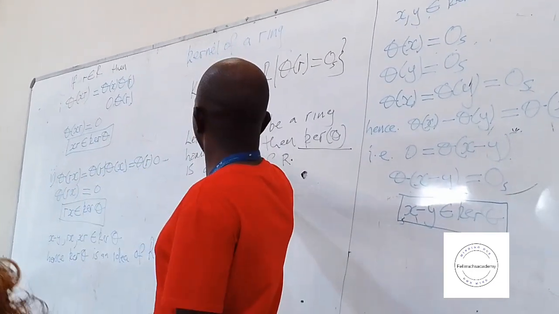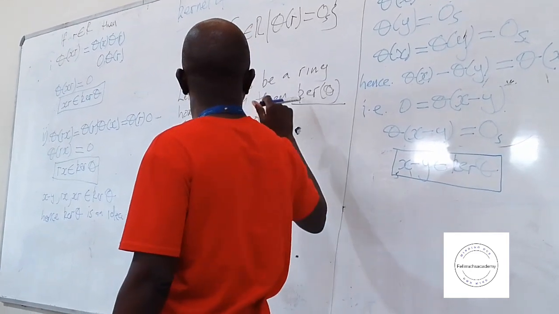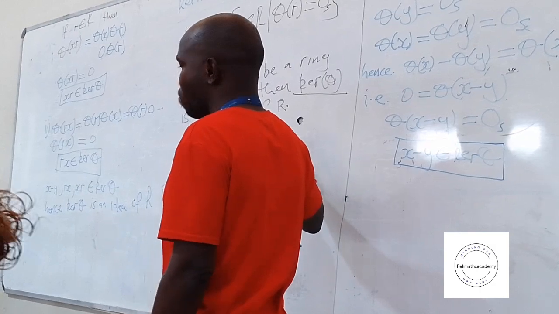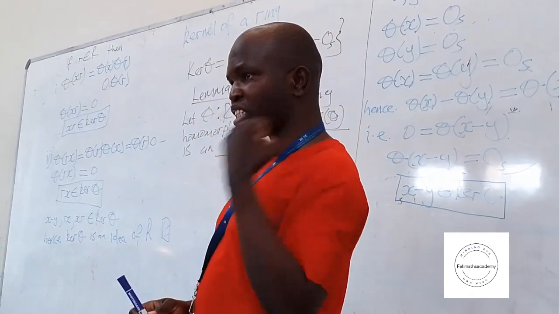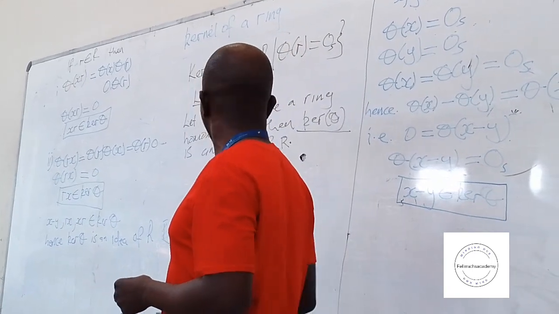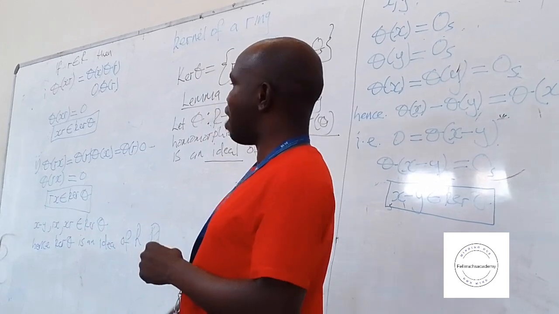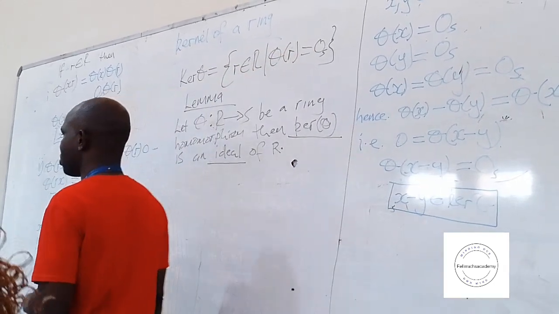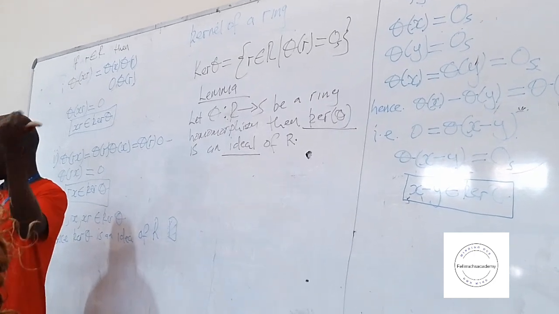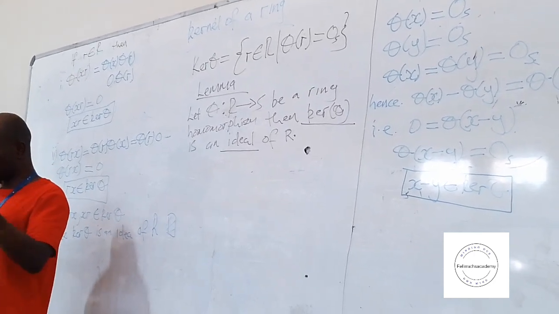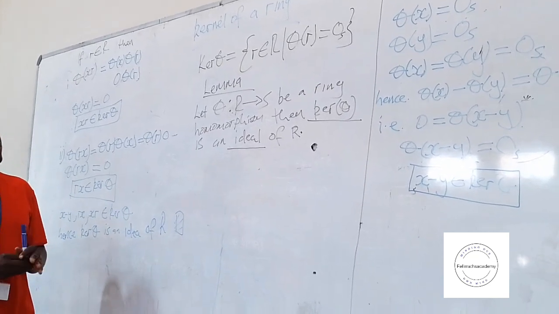Right. Let theta from R be a ring homomorphism. Then kernel of theta is an ideal of R. So far, what is the kernel of theta? What is the ideal of R? Kernel of theta is an ideal, which proves this lemma.